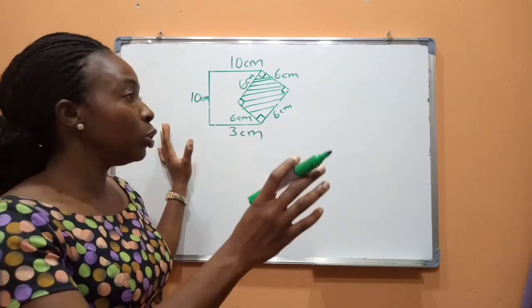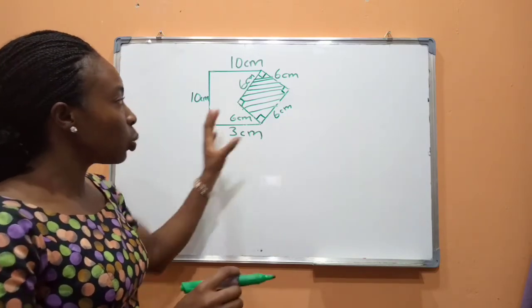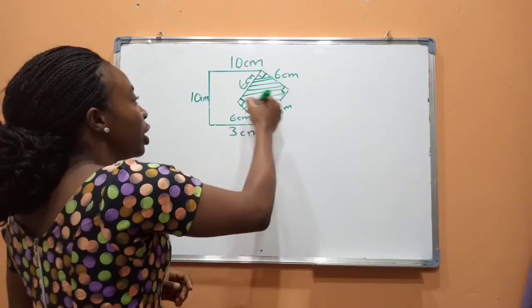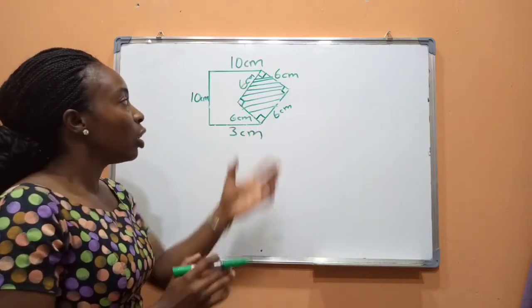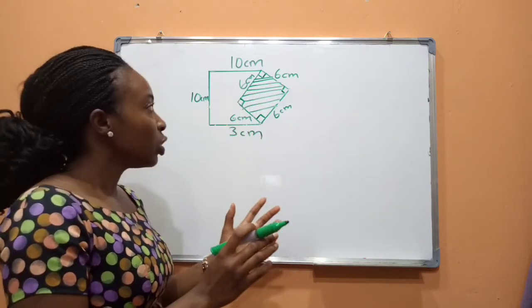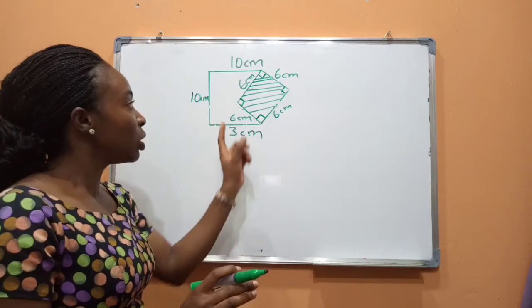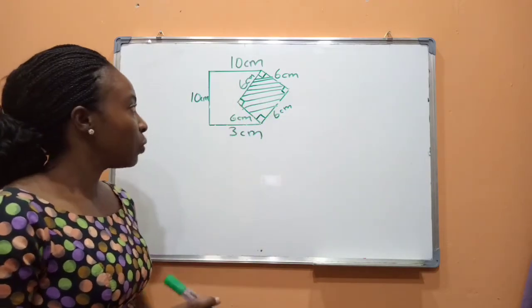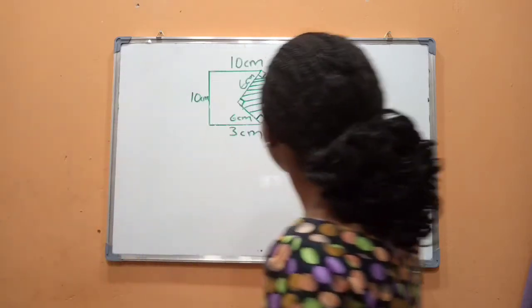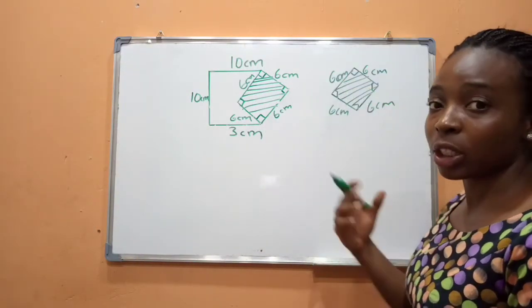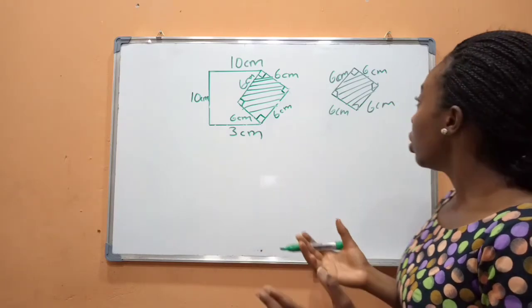So what we do, we use the second method. Here's why we are going to use the second method. If you take a look at the shaded region, you're going to observe something. All the sides are equal, so that means it's a square. So it's going to be very easy for us to simply pick out the shaded region and solve. So picking out the shaded region, we are going to have 6 centimeter times 6 centimeter. That's how we find the area of the shaded region.